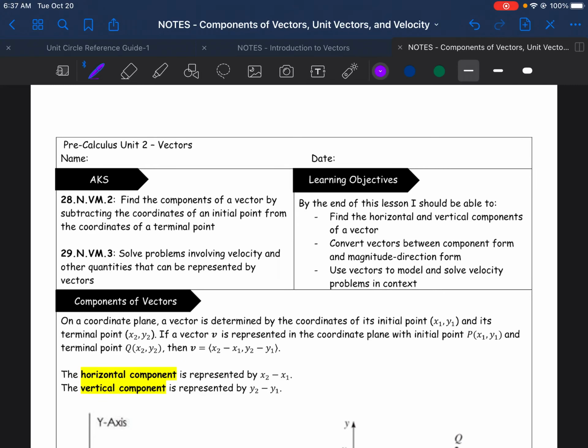In today's video, we're going to be looking at components of vectors. By the end of this video, we should be able to find the horizontal and vertical components of a vector, convert vectors between component form and magnitude direction form, and use vectors to model and solve velocity problems in context.